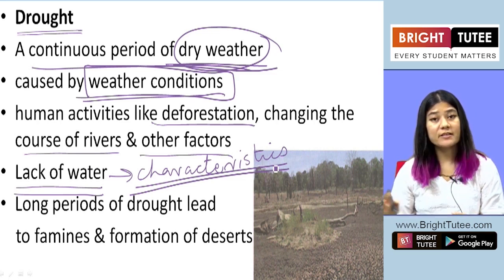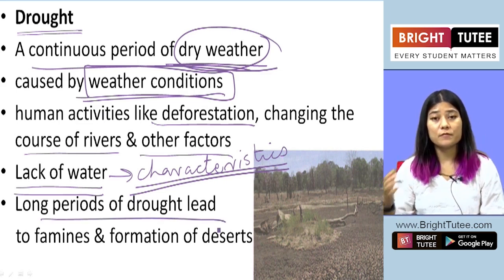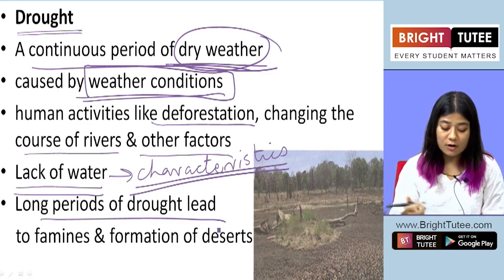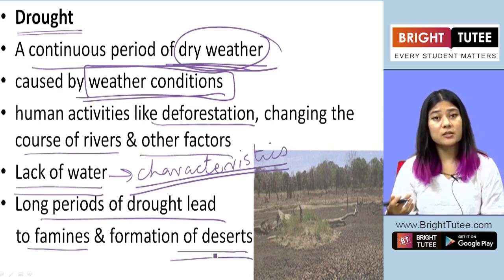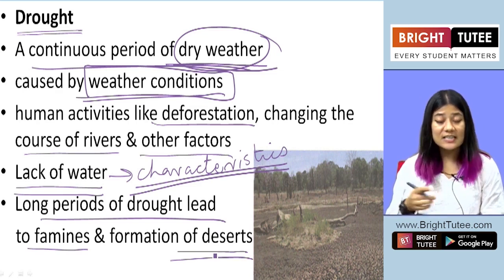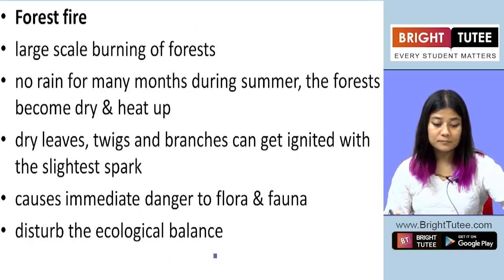Now if long periods of drought continue or go on for a long time, then it causes famines. It also leads to the formation of deserts. So these are some of the effects of a drought.